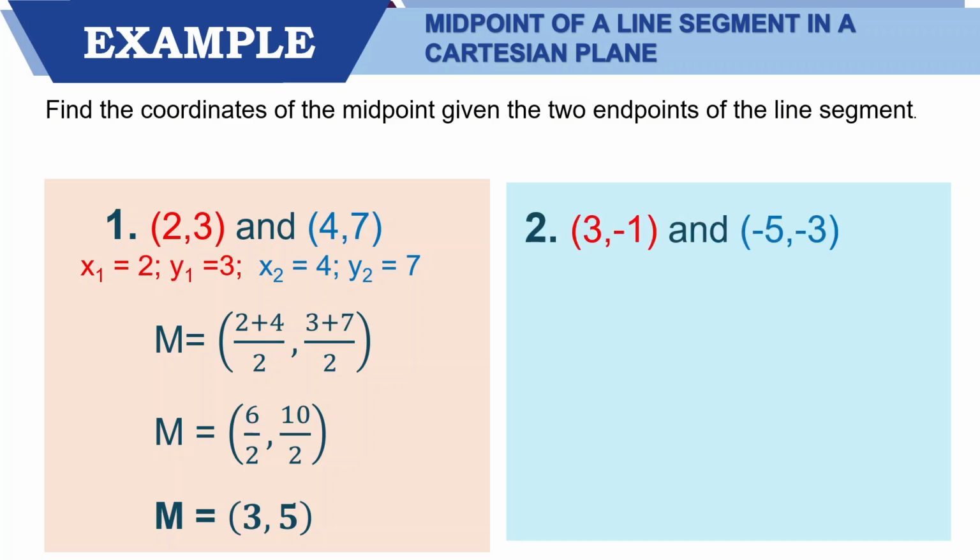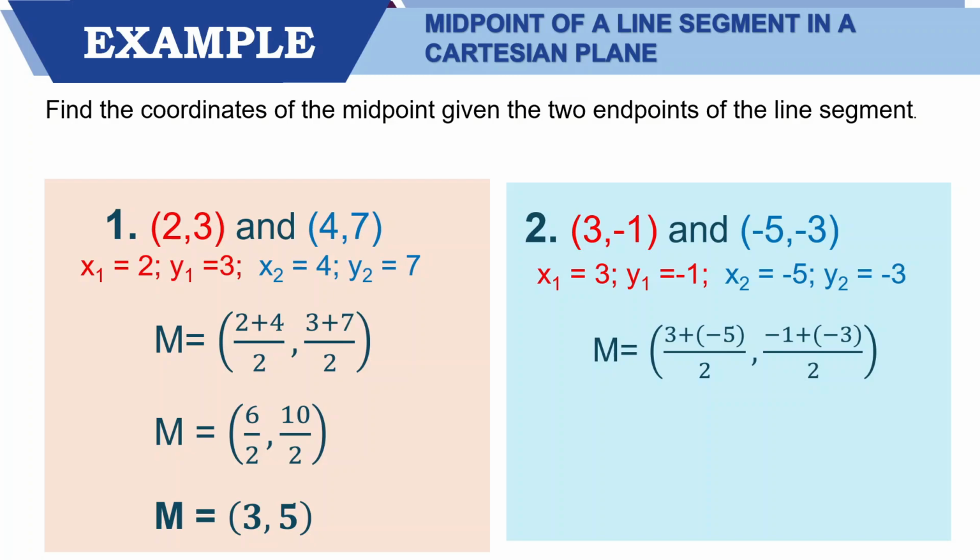How about (3, -1) and (-5, -3)? What is their midpoint? Substituting into the midpoint formula, let's get the x-coordinate: 3 plus negative 5 divided by 2. For the y-coordinate of the midpoint, let's have negative 1 plus negative 3 divided by 2.